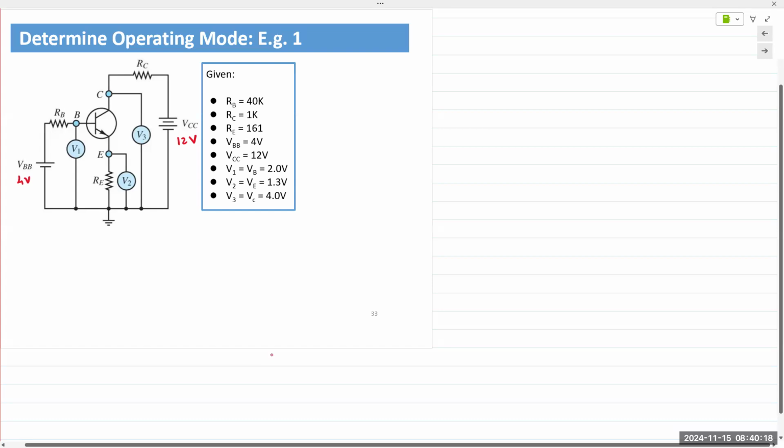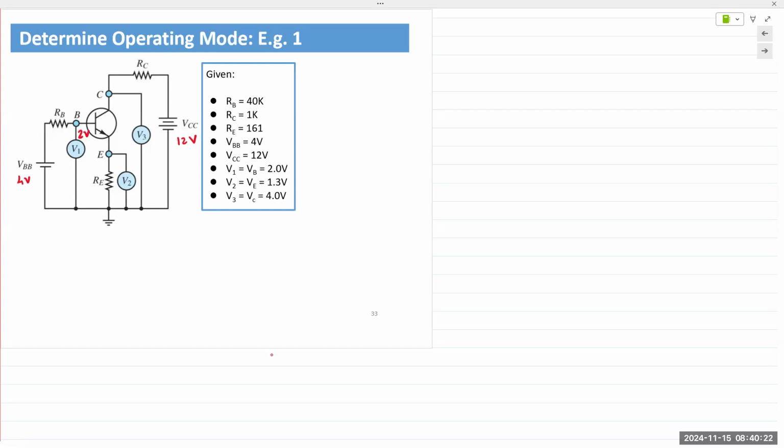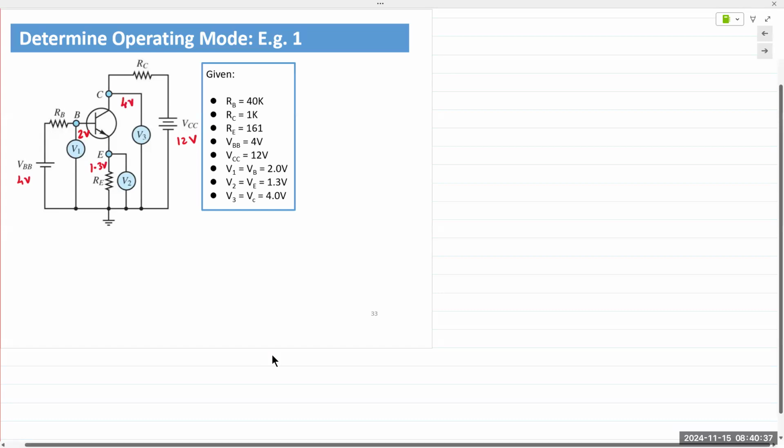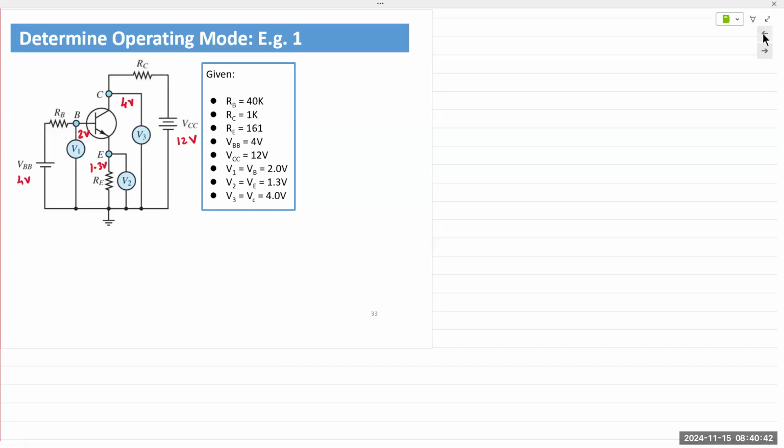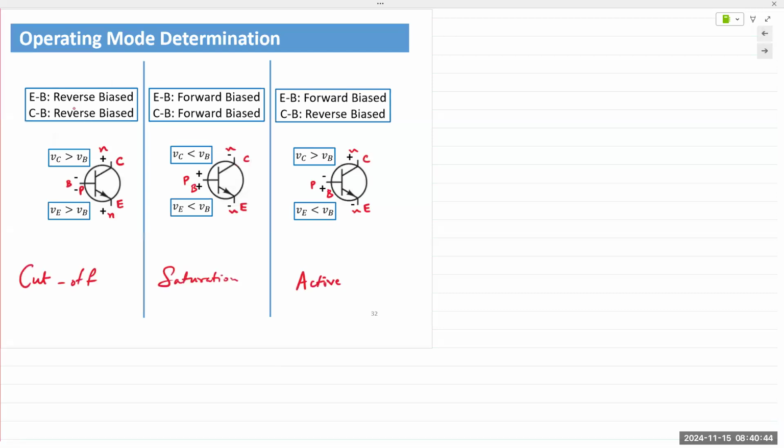So what do we think? V1 is 2 volts. So the base is at 2 volts. V2 is 1.3. That's an indication right there. And VC is 4 volts. So we write down 4 volts there. So the first step is always to check the base emitter junction. Base emitter junction. Because you only have one option.